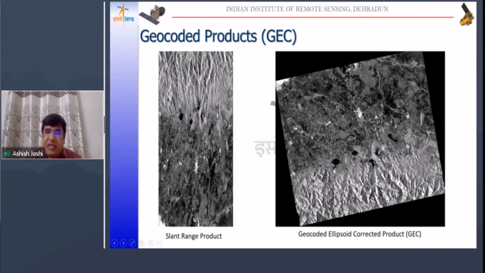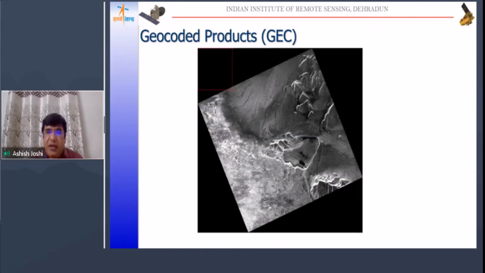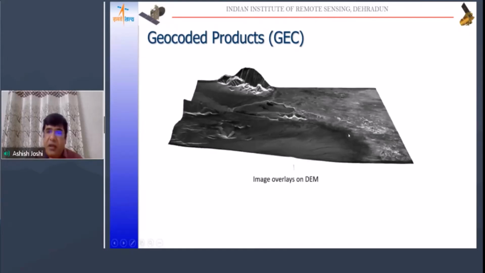So this is the slant range image and this is the geocoded image. You can see these mountains are coming here. This is the GEC, meaning we are using the constant average height here. So this is another product, the GEC product, a geocoded product based on the DEM. You can see some of the layover and foreshortening which I explained in my first lecture, on basic concepts of SAR remote sensing, layover, shadow.